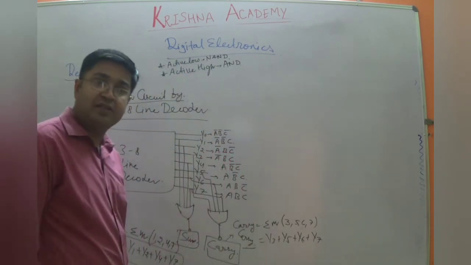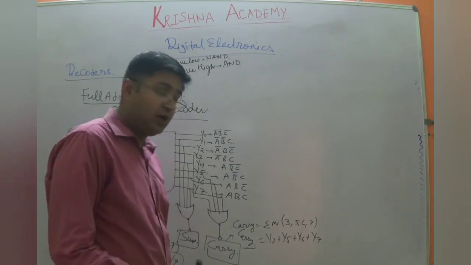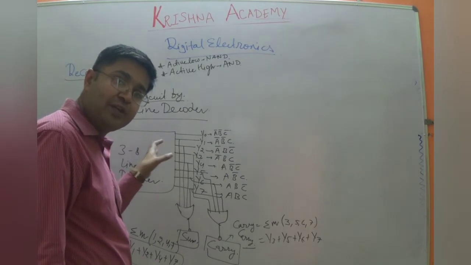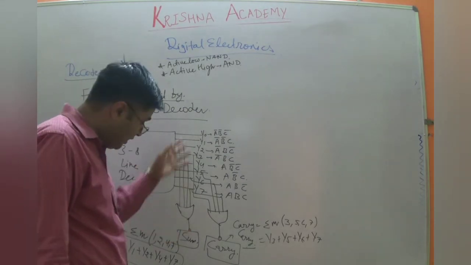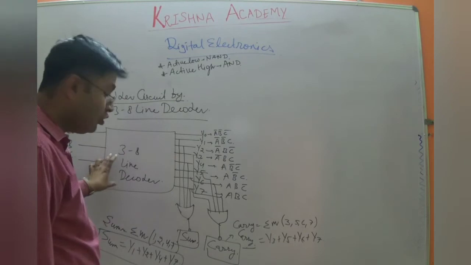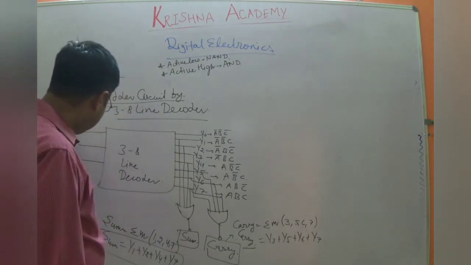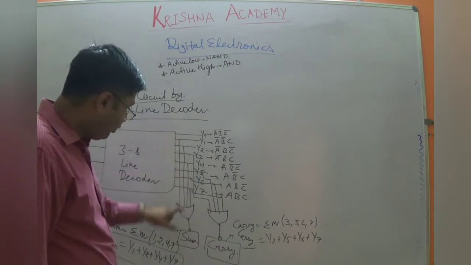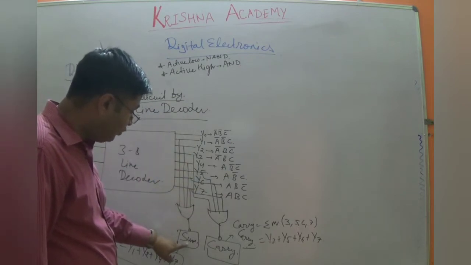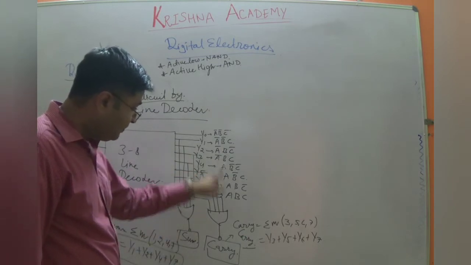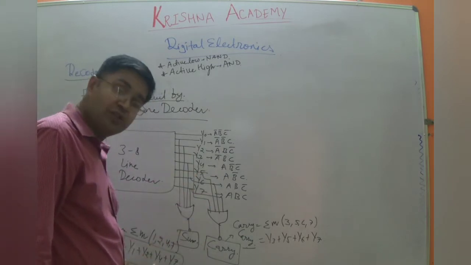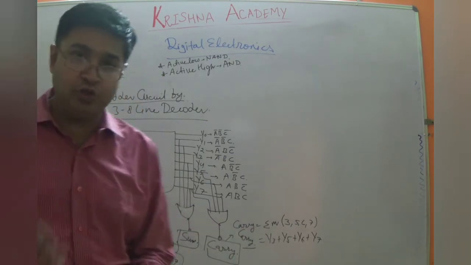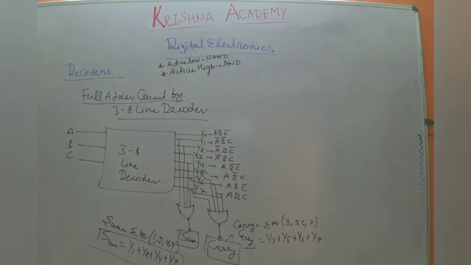So in any examination, if they are going to ask you how to implement a full adder circuit using a 3 to 8 line decoder, this is your solution. What you need to draw is first a 3 to 8 line decoder. Number of inputs are 3, number of outputs are 8, and you need to choose a particular output to get the sum and carry, and just put the equation over there, and this is your solution. Let me zoom it to you so that you can understand this circuit.